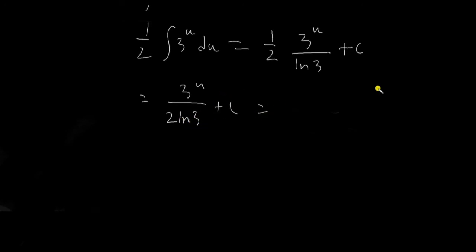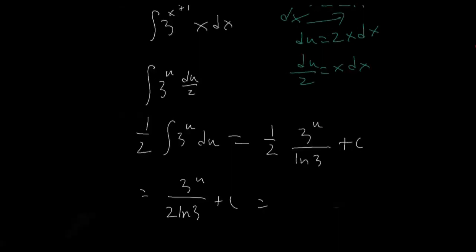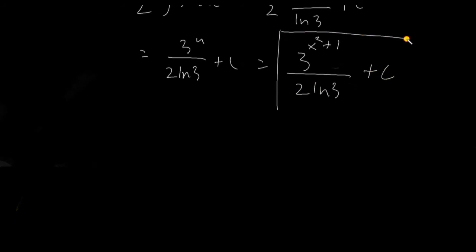And the last step is, remember up here we said u is equal to x squared plus 1. Well, I'm just going to plug in x squared plus 1 for u, over 2 ln 3 plus c. And we are done with part B. Now let's move on to the next part.